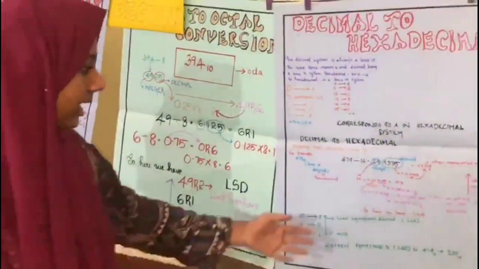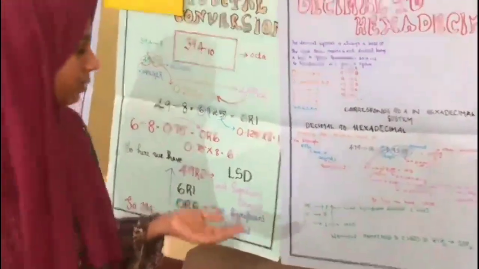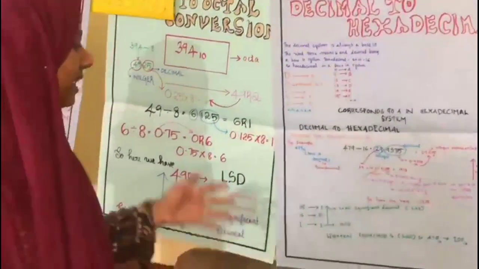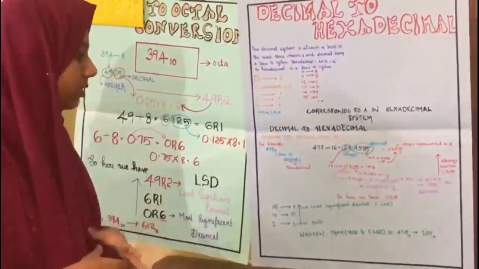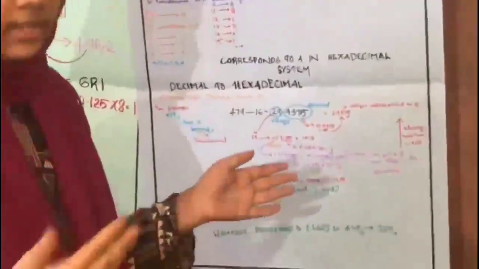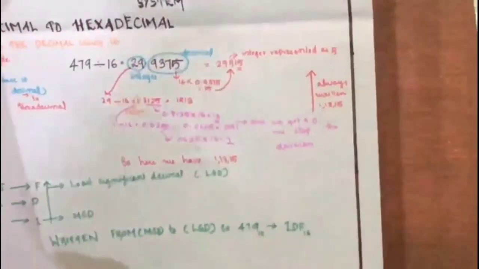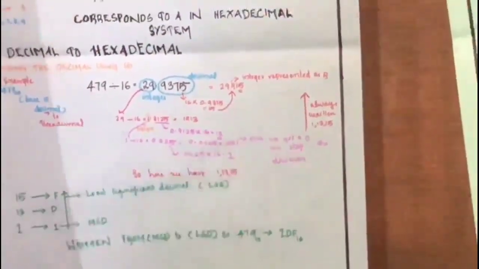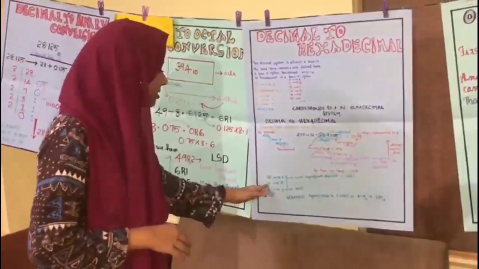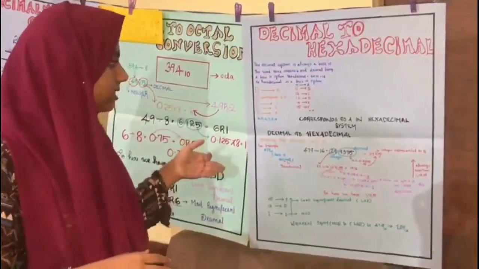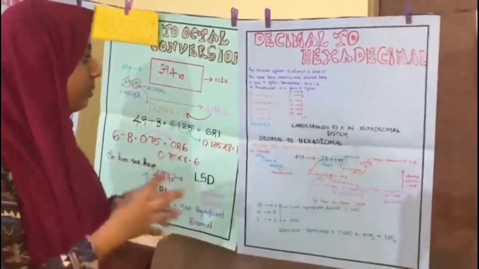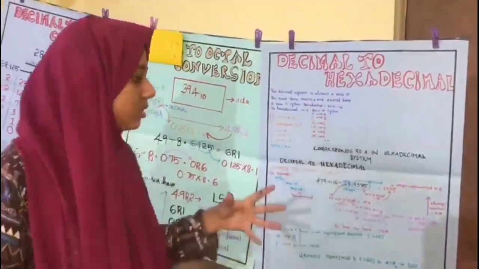Now the answer is, we got 1, 13, and 15. Here is the 15, here is 13, and 1. So we just want to read from down to up. The least significant digit in this is 15, and the most significant digit is 1. So the answer will be 479 with base 10, and the hexadecimal number is 1DF. We already said that 13 corresponds to hexadecimal D, and decimal 15 corresponds to hexadecimal F. So we got the answer.